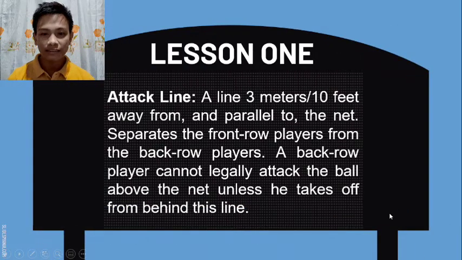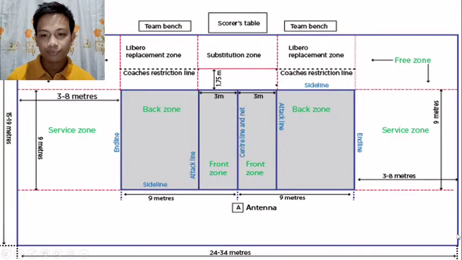Next is attack line. So, may sample court tayo dito. A line which is 3 meters or 10 feet away from and parallel to the net. So, separates the front row players from the back row players. Ito yung sample ng attack line. Ito, kung nakikita nyo to. Itong line na to. From here to here, yan yung attack line. So, ito yung front zone and ito yung back zone. So, ito yung attack line.